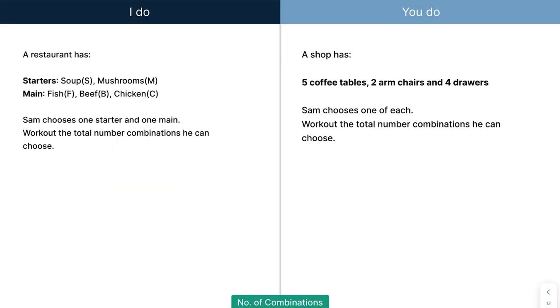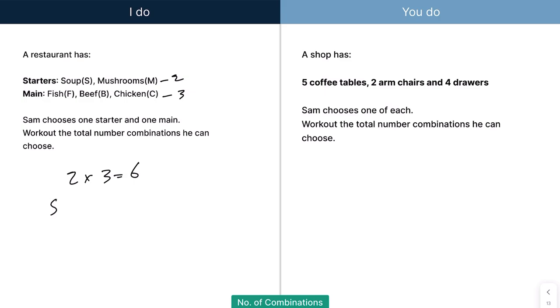Now looking at this one, we've been asked to find the number of combinations. Earlier we listed them. To find the number of combinations, how many starters do we have? We have 2 starters and we have 3 mains. All we need to do is 2 times 3, that gives us 6. That is the number of combinations we have. And if you're wondering where the 6 came from, you can list them out.